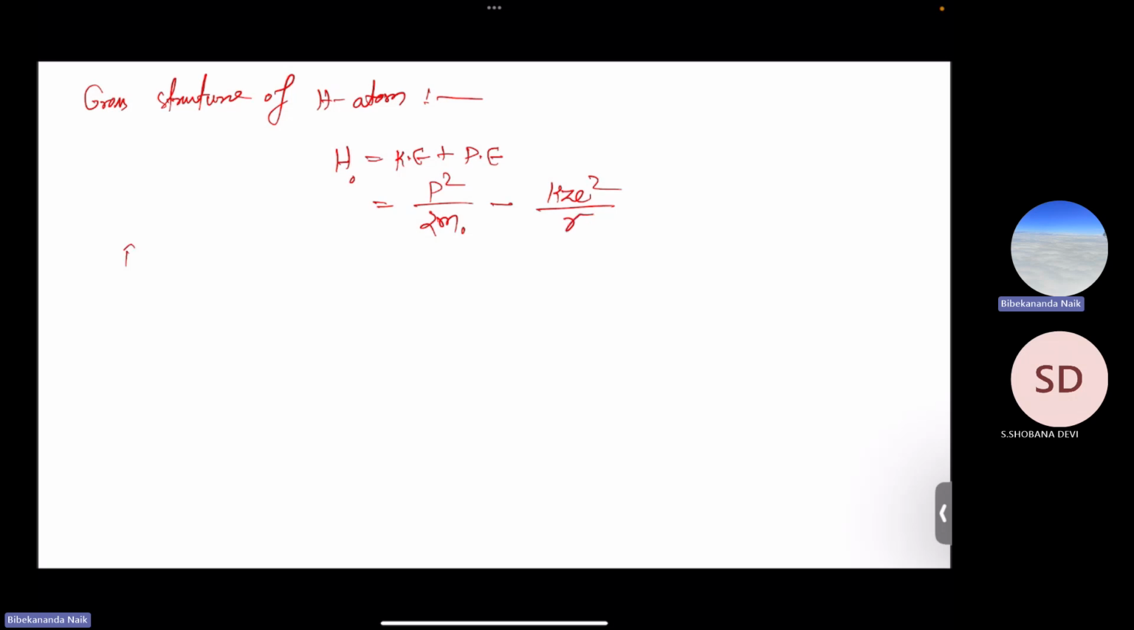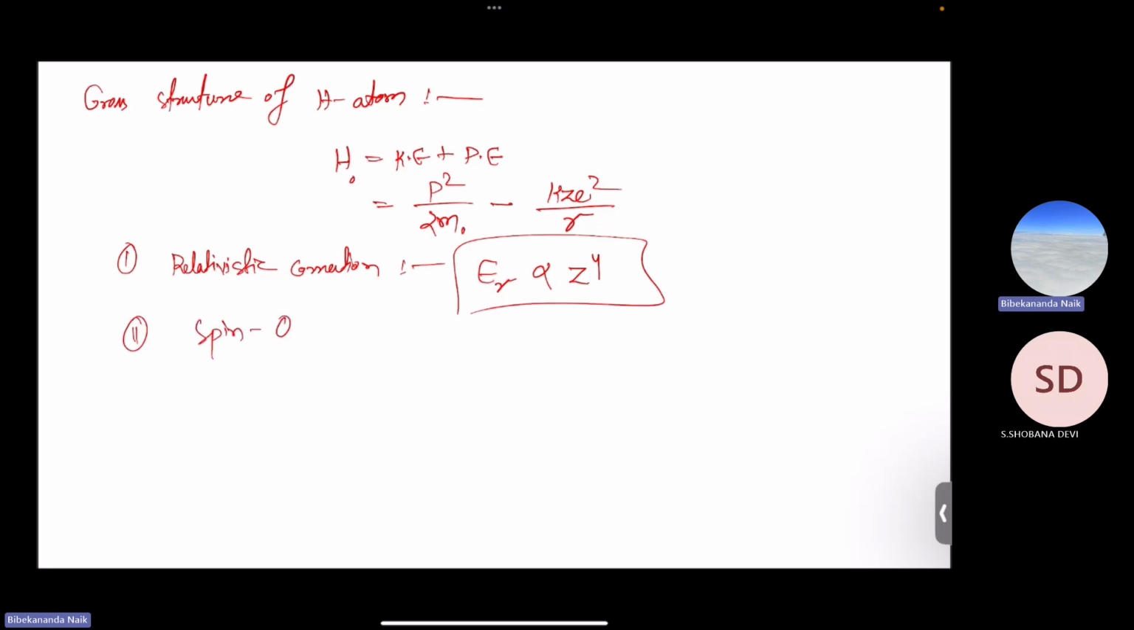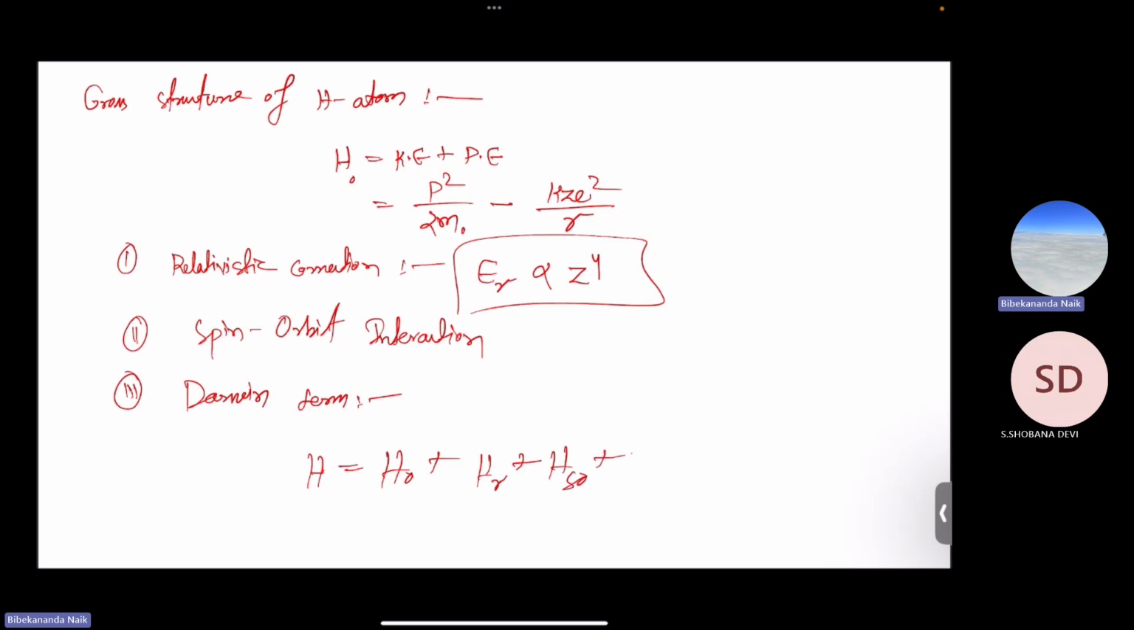Some of the reasons are: one is relativistic correction, and if you are following the lectures, it was obtained that the relativistic correction depends upon the atomic number, that is z to the power fourth. Another modification was spin orbit interaction, and then another was the Darwin term. So if you write the total Hamiltonian, it becomes H is equal to H0, the initial Hamiltonian containing kinetic and potential energy, plus the relativistic correction, plus the spin orbit correction, and then the Darwin term. This was the complete treatment for fine structure spectra.